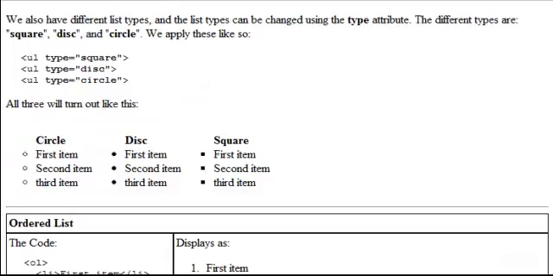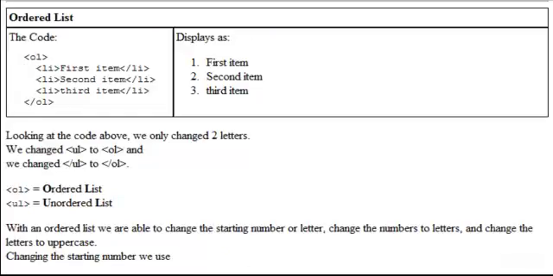We also have different list types, and the list types can be changed by using the type attribute. The different types are square, disk, and circle. To apply these, you just write the code like so. UL, and then you add the type attribute, and your value is either square, disk, or circle, and all three will turn out like this. Your circle type will have hollow bullets, disk type will have full bullets, and square type, instead of having bullets, will have little tiny squares.